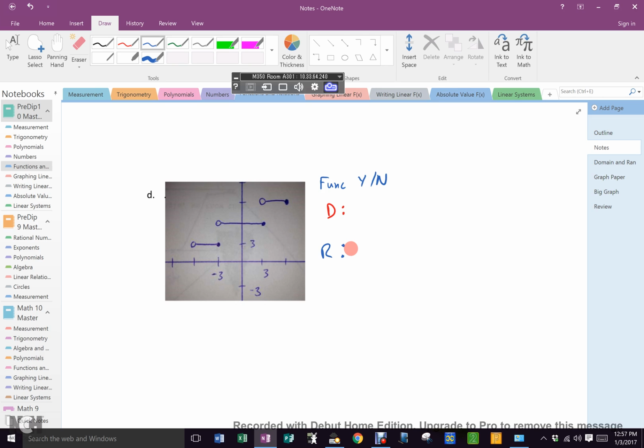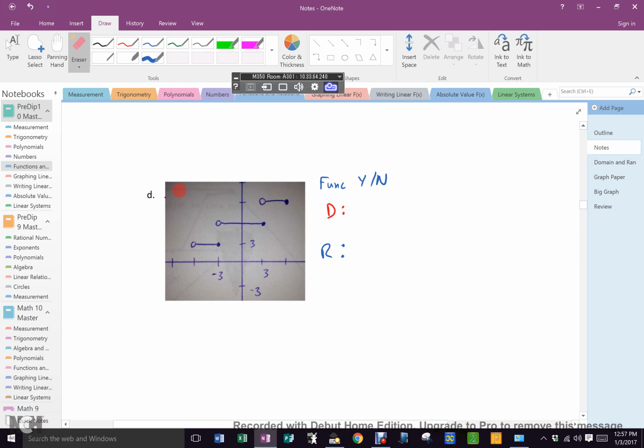Okay, is it a function, yes or no? Sam says no. Scarlett says no. Danielle says no. Manrup says no. Bill says no. Why? Of those 6 people that had the backbone to tell me it was not a function, why? Manrup? The vertical line test.